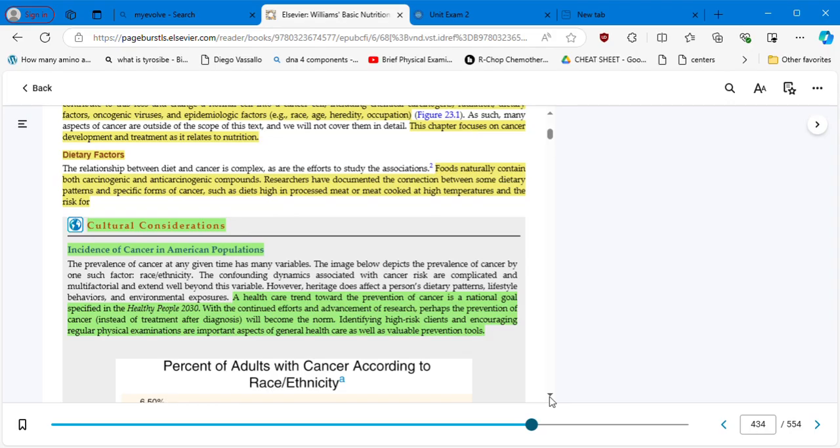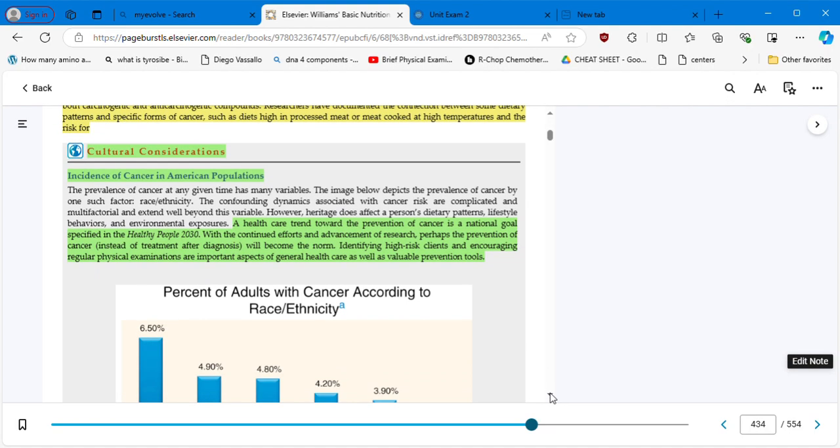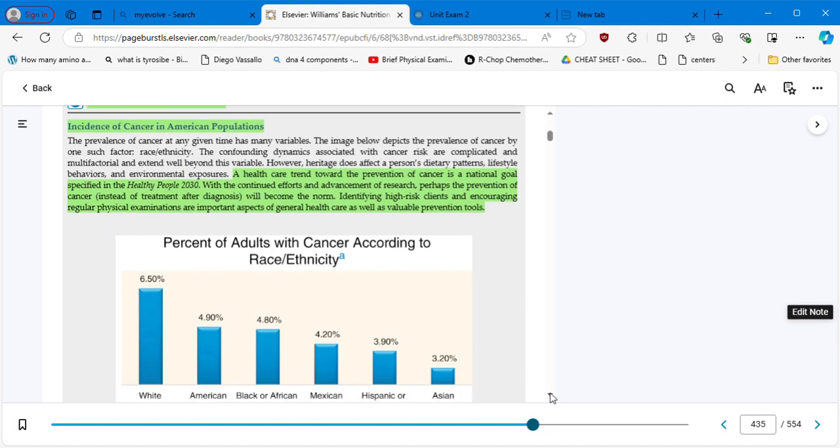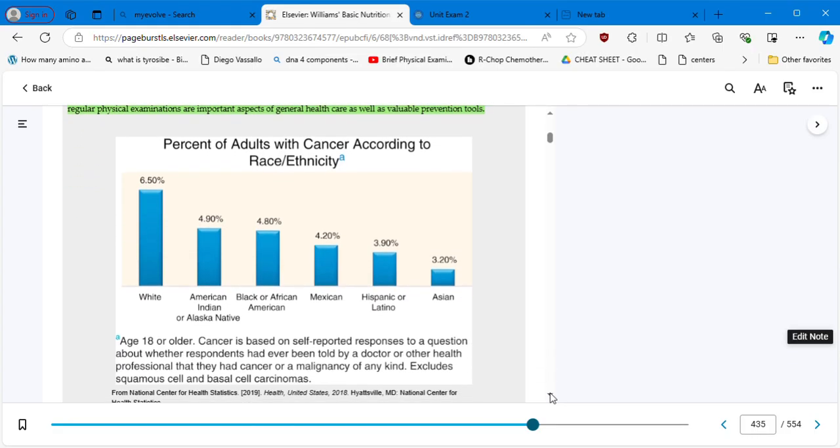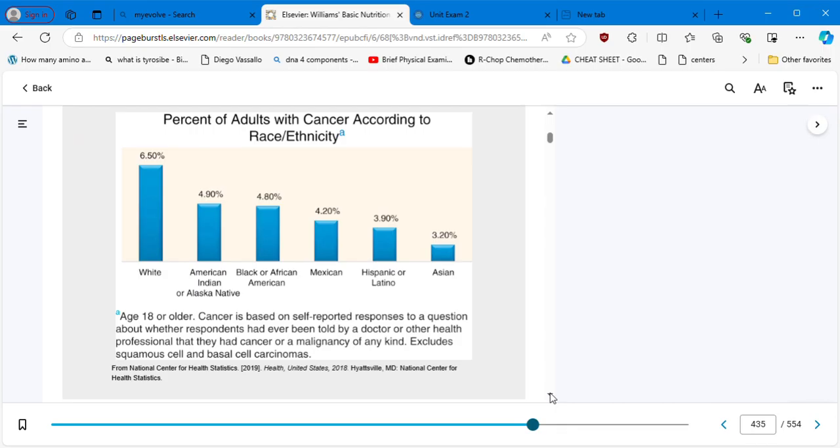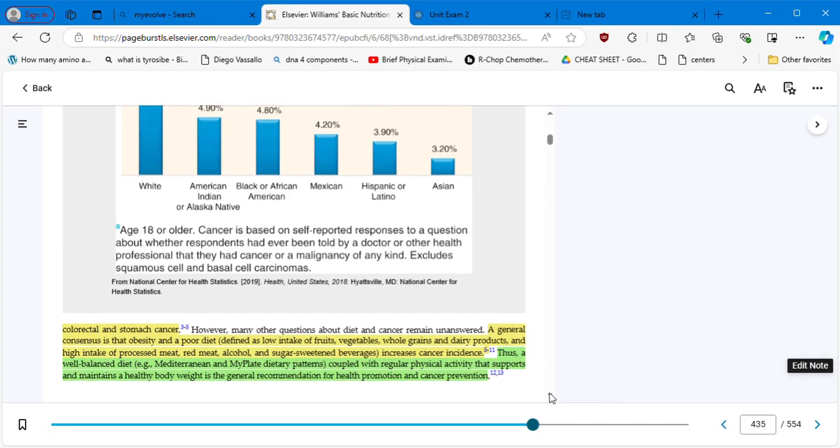So, cultural considerations, incidence of cancer in the American population. We can see the percentage of adults with cancer according to race and ethnicities. The higher risk is white. And then we have American Indian, Black or African American, followed by Mexican, Hispanic or Latino, and Asian.